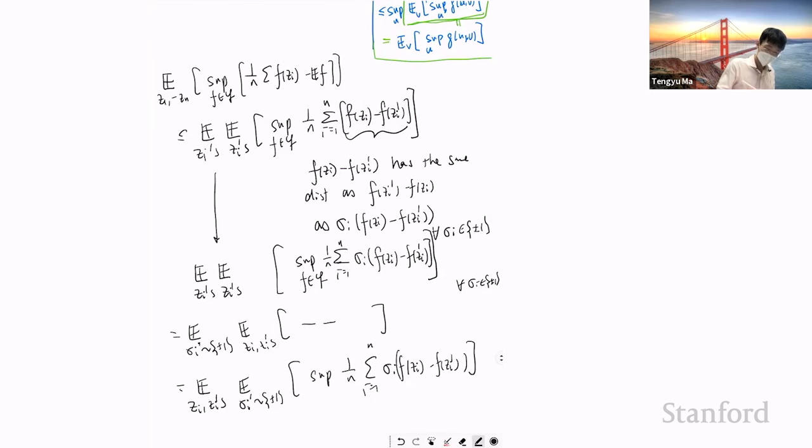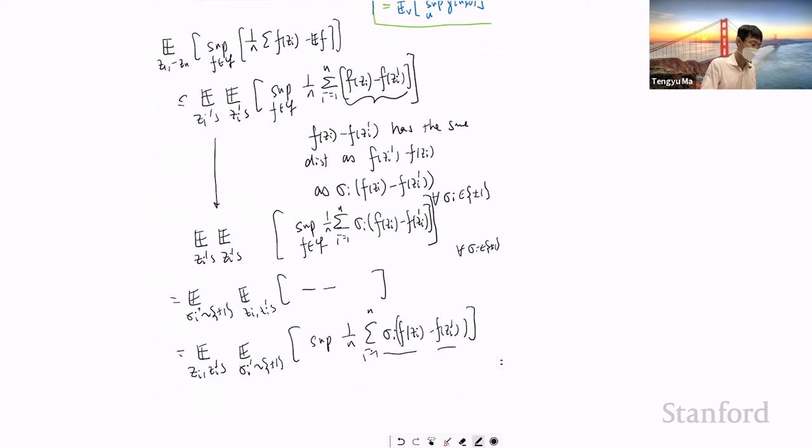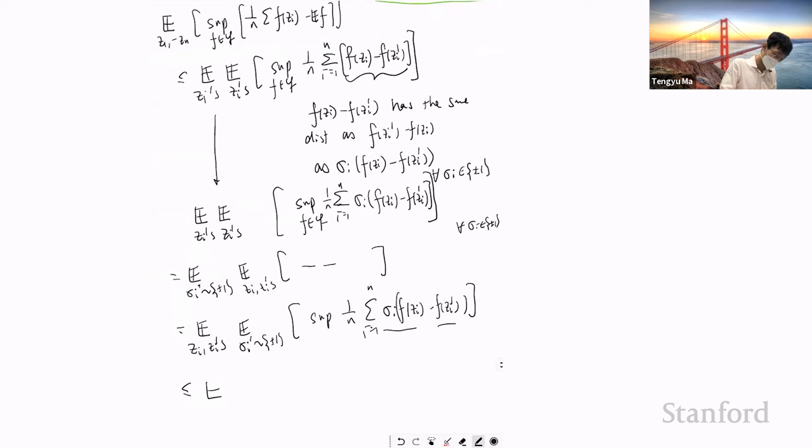Okay. So now what I'm going to do is break this into two sums. So I'm going to have the expectation. Here you have all the randomness. This is just a simplification of notation. So I'm claiming that this is less than the sup of the first term plus the sup of the second term.